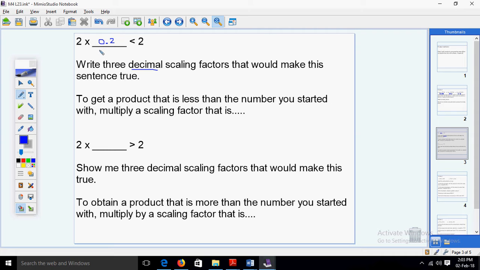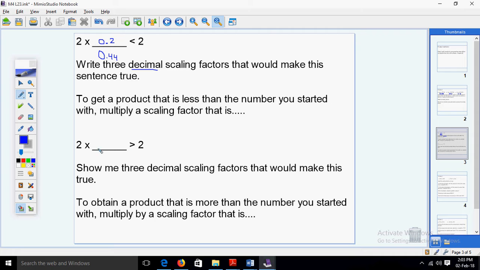Okay, another one. Let me go ahead and do 44 hundredths. Once again, both of these are under one whole, so they will give me something less than 2. So to continue this sentence, to get a product or an answer that is less than the number you started with, multiply by a scaling factor that is less than one whole.